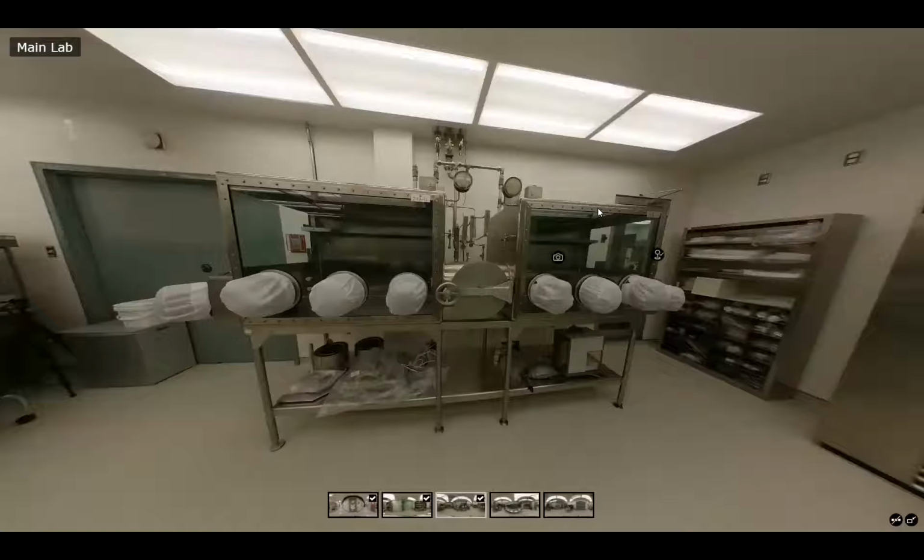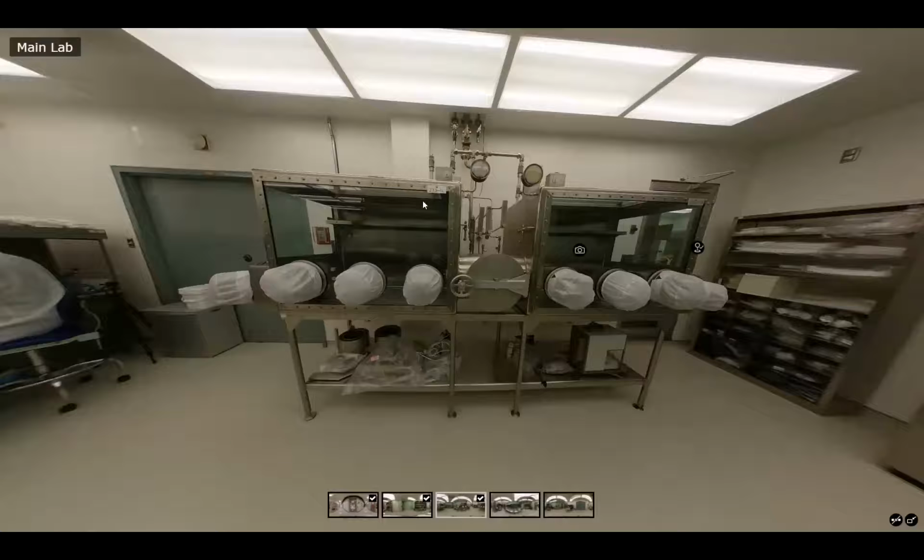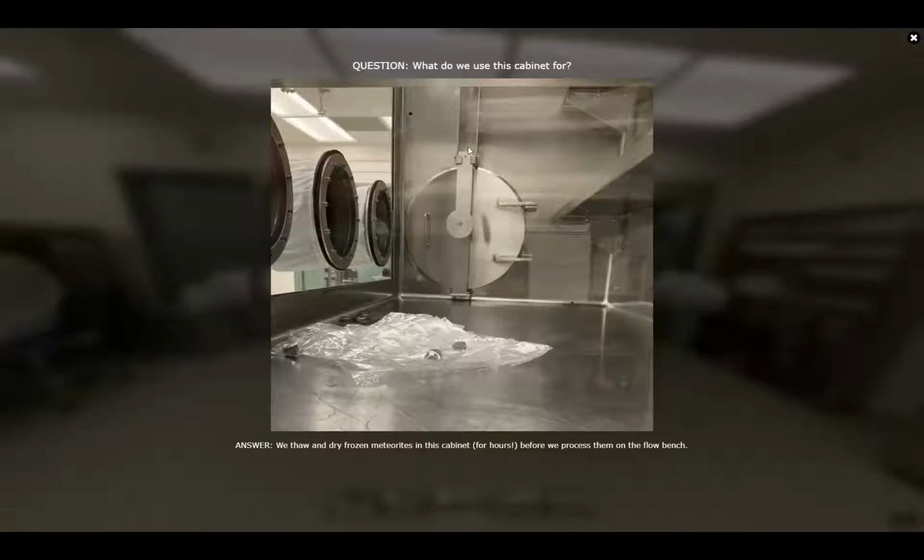So we can put samples inside here. This is one of our glove boxes. All of our glove boxes, or glove cabinets, are fed with nitrogen gas. There's a constant flow of nitrogen gas, and that helps us keep our samples dry and in an environment that is non-reactive. And we put them inside this cabinet to thaw. I'll show you really quickly. This is a view inside the cabinet with some samples that are sitting out, thawing and drying out.